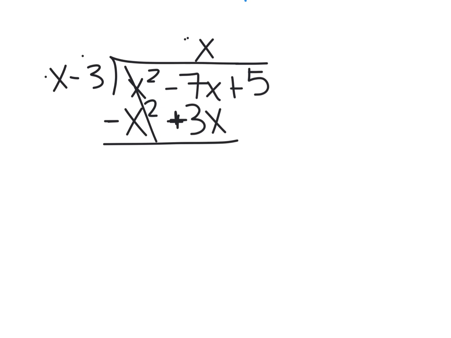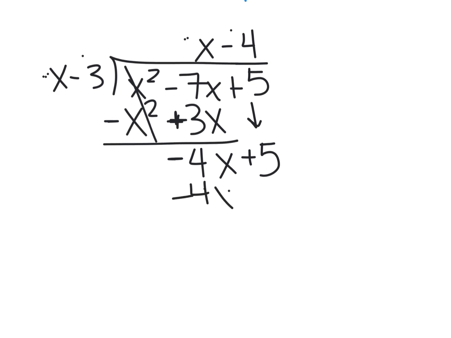Negative 7x plus 3x, be careful with your signs, is negative 4x. Make sure you pay attention to what you have more of. We're going to add the 5. So now we have x times something is negative 4x. What do we get? What times x is negative 4x? Negative 4. So we're multiplying negative 4 times x. Is that negative 4x? Negative 4 times negative 3 is positive 12. Good. Change your signs.